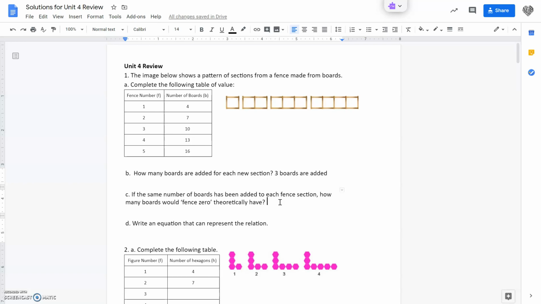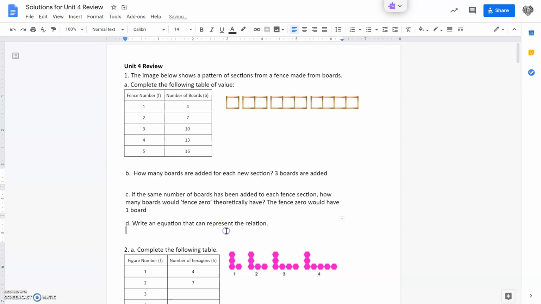And then if the same number of boards have been added to each section of fence, how many boards would the fence 0 theoretically have? So if we're going to look, fence 1 has 4 boards. So if we go backwards 1 step, to figure out what fence 0 would have. Well, when we travel backwards, instead of adding 3, we're doing the opposite. We're subtracting 3. So 16 take away 3 is 13, 13 take away 3 is 10, and so on. So we can say 4 take away 3 would be 1. So the fence 0 would have 1 board.